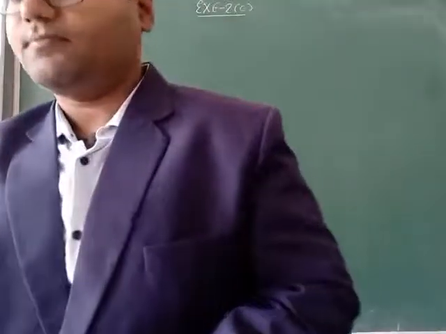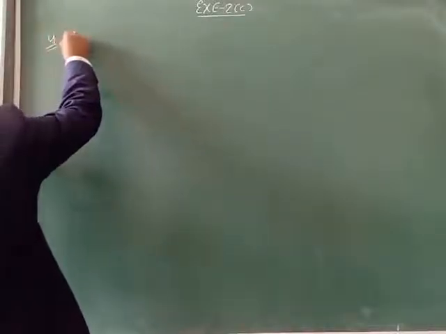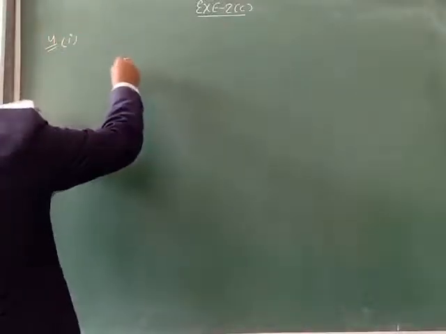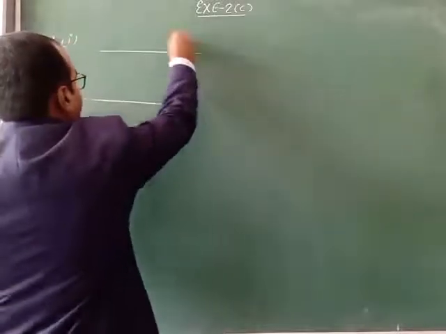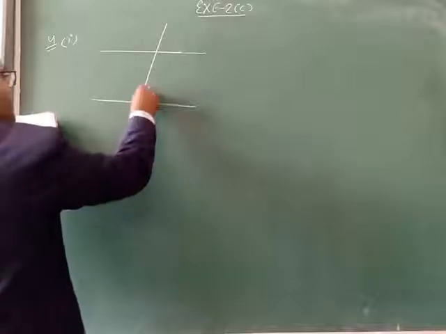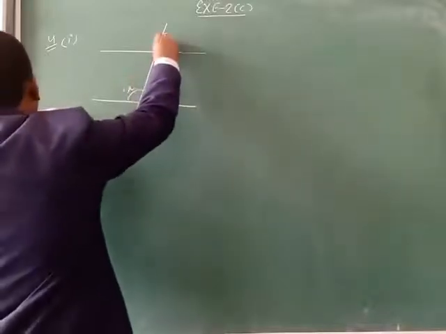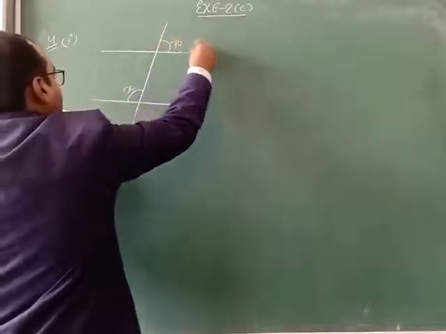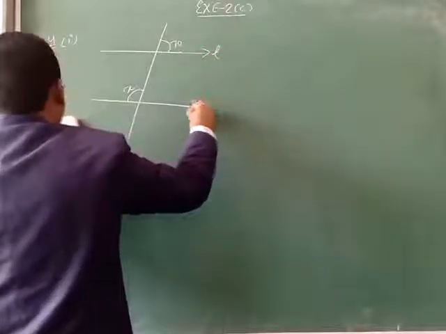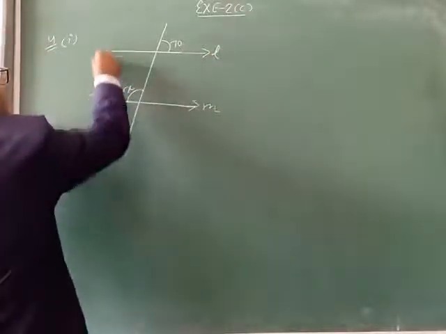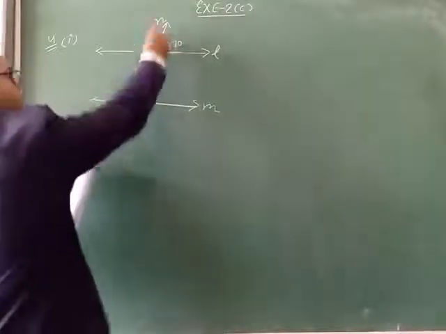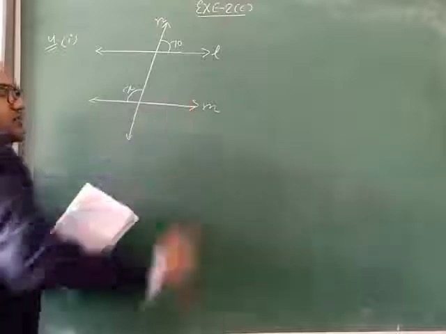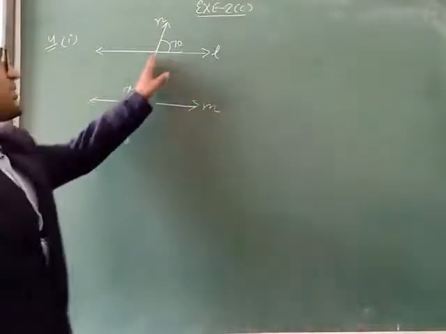Fourth question, first part. Figure is given. Here it is X, here it is written 70, line L, line M. This is the end line. This line is cutting two lines, so we will call it a transversal.